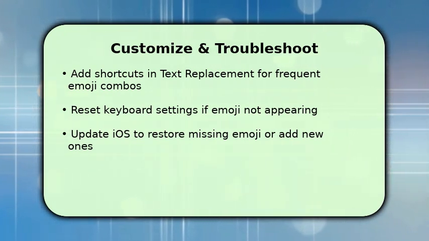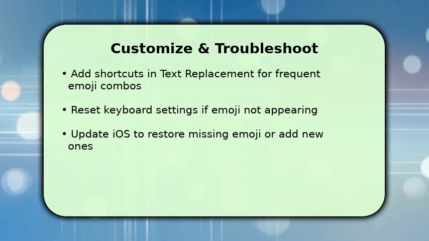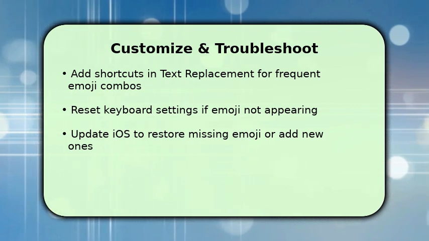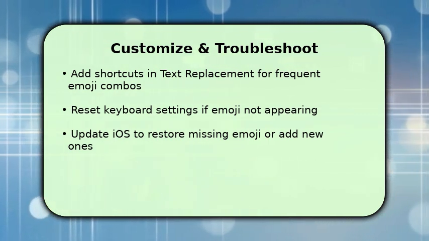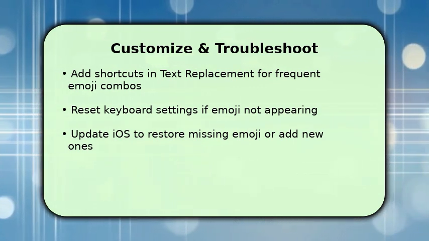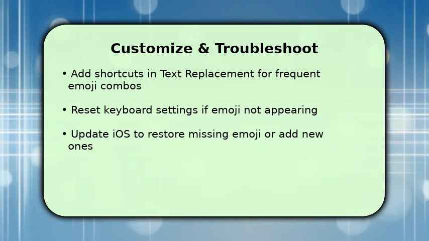If emojis don't appear, make sure the emoji keyboard is still listed, then try toggling it off and on or rebooting the device. This resets temporary glitches. If problems persist, update iOS to get the latest emoji set and fixes. One tip: if an emoji shows as boxes, ask the recipient to update their software.